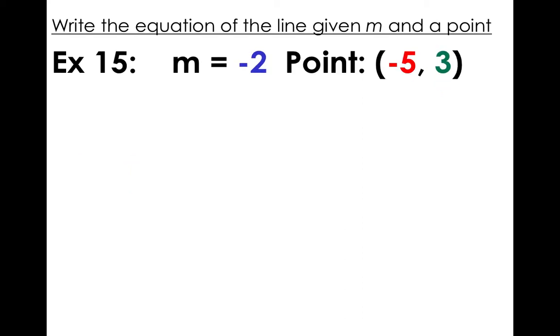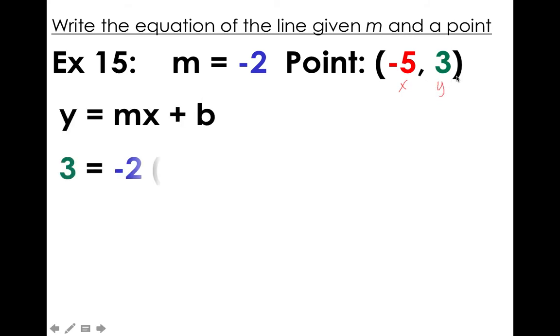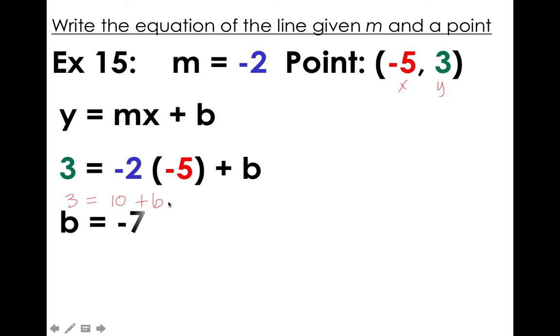Another example. Once again, making sure that we understand that this is my x and this is my y. I write down y equals mx plus b. Plug in what I know and simplify it if you need to. 3 equals -10 plus b. That means I'll add 10 to each side, and I get b is equal to -7. Plug it back in, and I get y equals -2x minus 7.